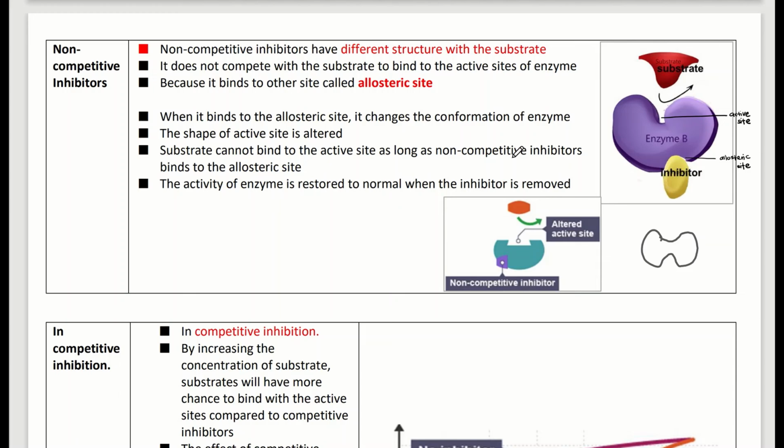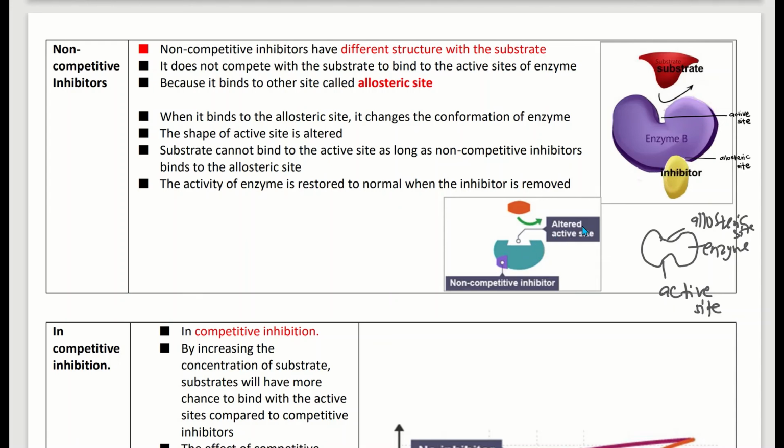So kalau soalan bagi gambar macam ni, dia kata ni enzyme. Okay, so dia kata bawah ni active site. So you tahulah atas ni site apa? Ni adalah allosteric site. Okay, so when it binds to allosteric site, it changes the conformation of enzyme. So bila the non-competitive inhibitor ni bind dekat allosteric site, dia akan mengubah active site.